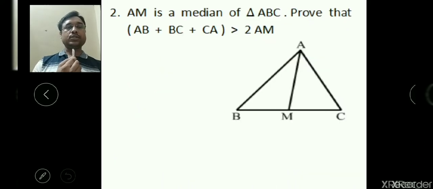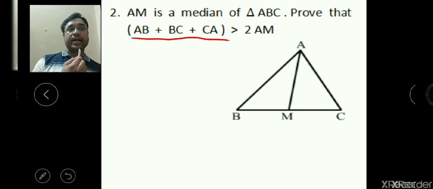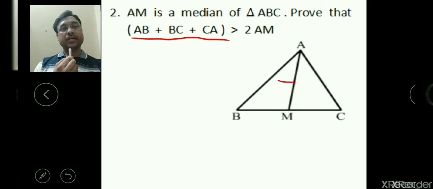Now the next question you can see, second: AM is the median of triangle ABC. That figure is given, you can see. Prove that the sum of all these three sides, that means AB plus BC plus CA, is greater than double of the median AM. Okay, that means greater than 2 AM.